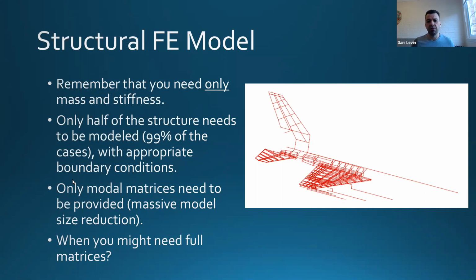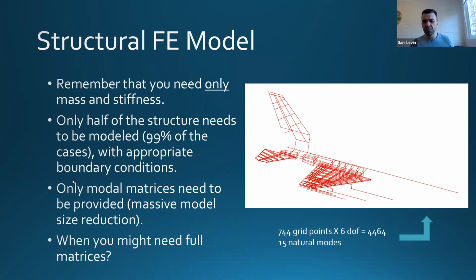Okay, so one of the reasons you might need the full matrices is, for example, for aeroservoelastic analysis, when you have control commands. If you have a control surface and it does the command, like let's say angle of attack, you need to know the mass of the surface and the inertia. So that's one of the reasons that you might provide the full matrices, for the code to know what mass the surface might have. Okay, so that's one of the reasons.